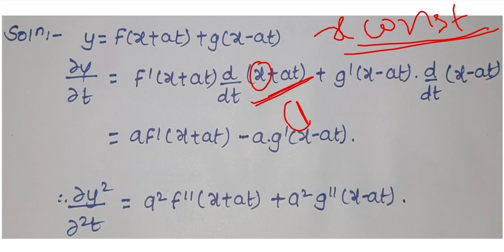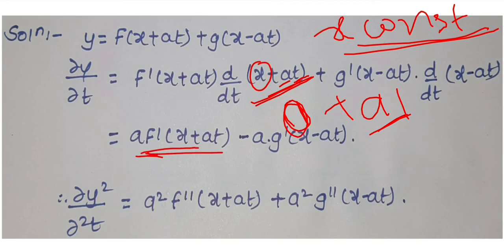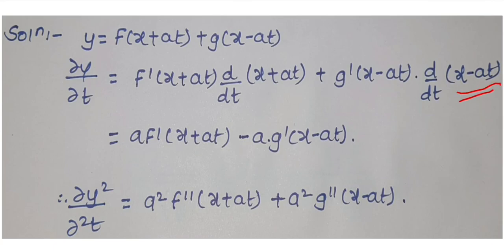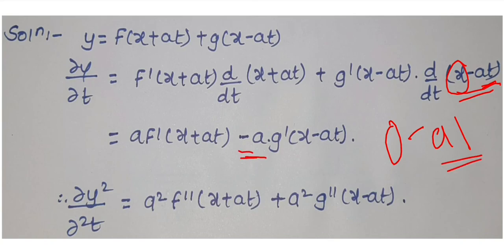Differentiation of x, which is a constant, will be 0, plus a as it is, and differentiation of t will be 1, so we will get a into f dash of x plus at. Okay, and here in x minus at, differentiation of x, a constant term, will be 0, minus a as it is, and differentiation of t will be 1, so minus a into g dash of x minus at.